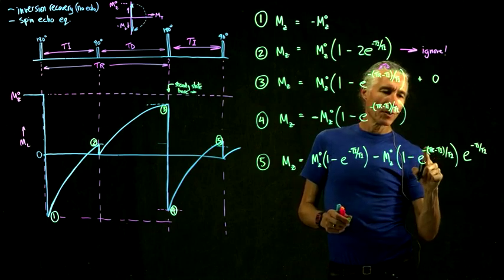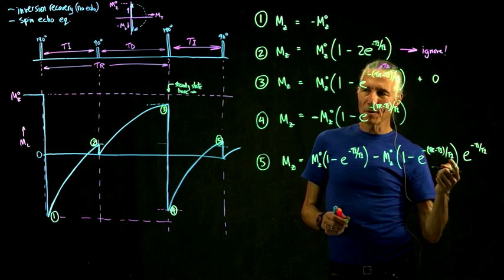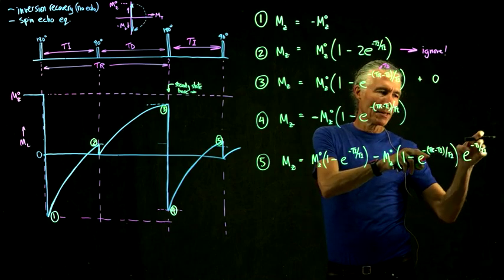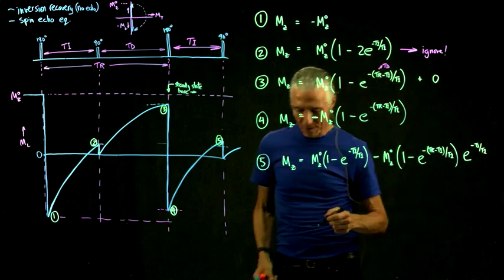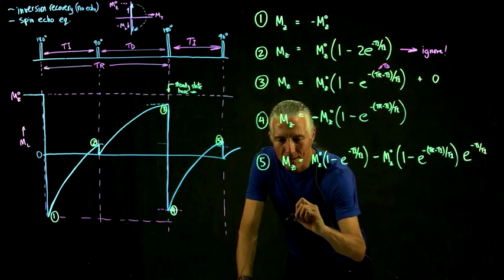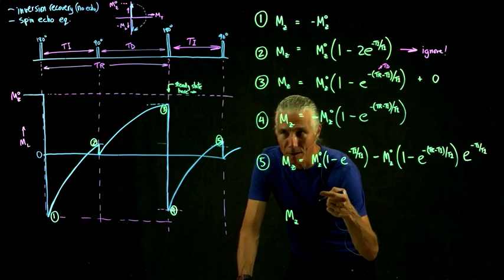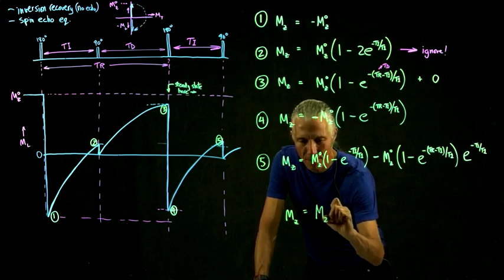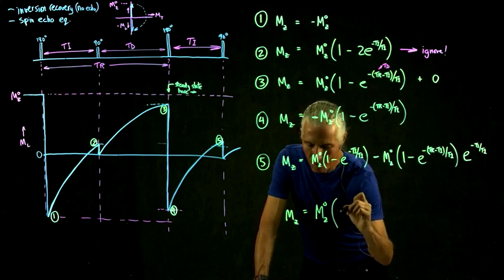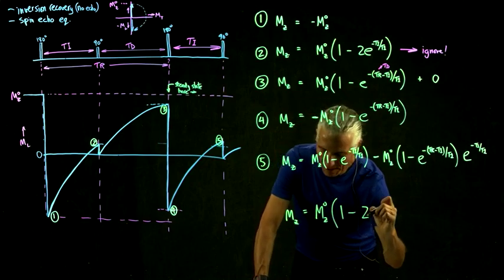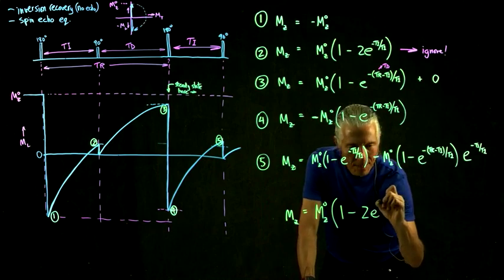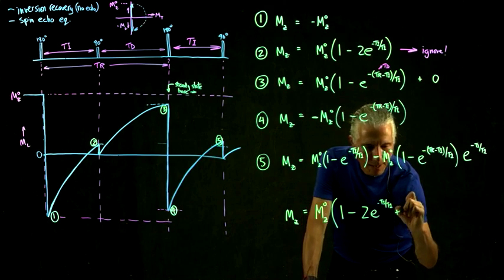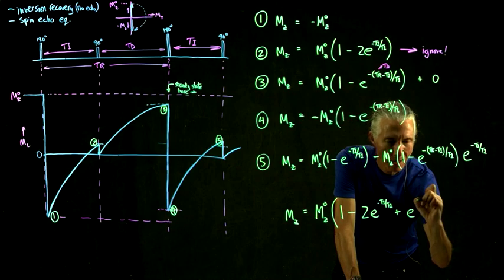Remember that when you multiply two things, it's the same as adding their exponents. So separate all this out, add the exponents, and then you can simplify it to get the final one. I won't do it here, but you should work through the algebra to make sure these two things are equivalent. So basically it's Mz0 times 1 minus 2 e to the minus TI over T1 plus e to the minus TR over T1.